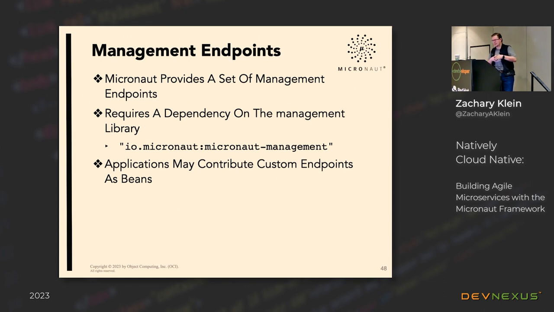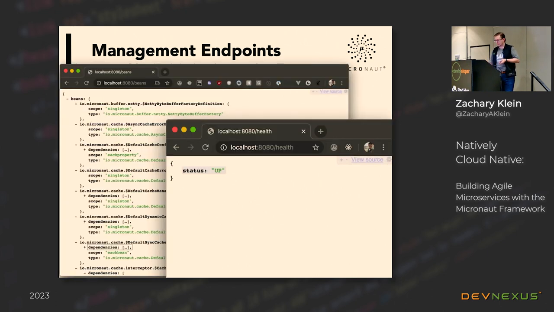Micronaut provides management endpoints, and so this would be things like health checks and just information about your application, what beans are loaded and so forth. You can see a couple of examples of the beans endpoint here, as well as the default health check. And of course, you can implement your own health checks, which will then get picked up by this endpoint. Other Micronaut libraries that you include can add health checks as well.